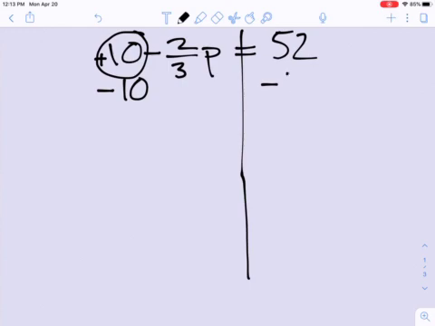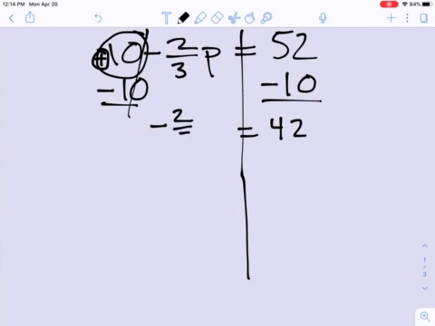And when you get rid of it, you always do the opposite of what it is. I know it's positive. That's why I marked it positive right here. And so I do the opposite. I add the negative to it or subtract it, however you want to think about it. And if I do it to one side, I must do it to the other side. So 52 minus 10 gives me 42. And then this cancels out nicely, and then you have negative 2/3 p.